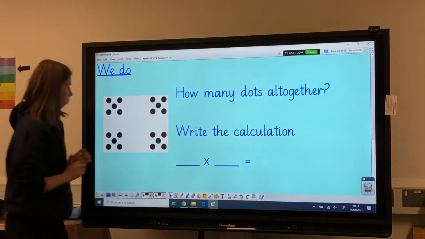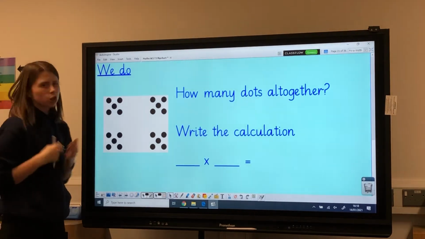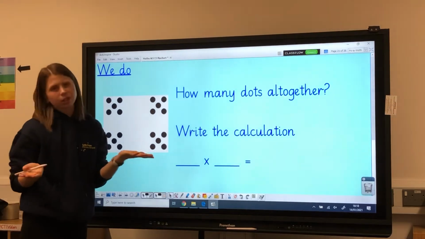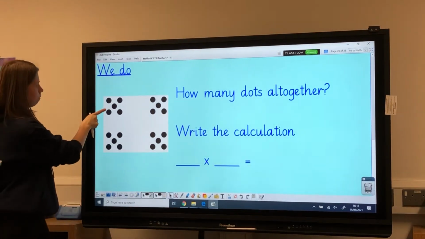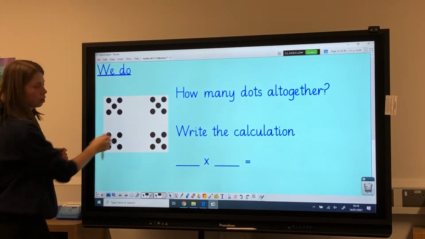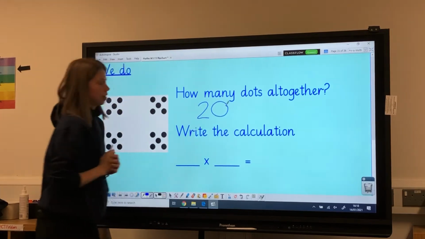Now, we know that there are 1, 2, 3, 4, 5 in each group. So do we need to count them individually? I don't think so, because we can count up in 5. So should we count them up? Are you ready? Together, 5, 10, 15, 20. So let's write the number 20 down.